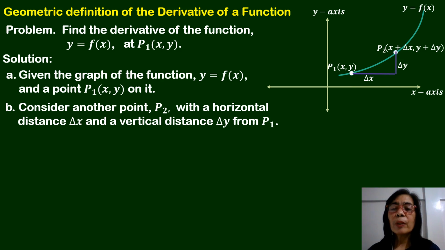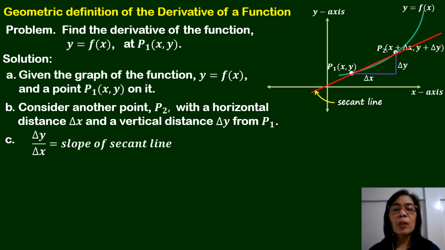Now if we connect the 2 points with a straight line, this line is what we call a secant line. And if you still remember, the ratio delta y over delta x represents the slope of the secant line.